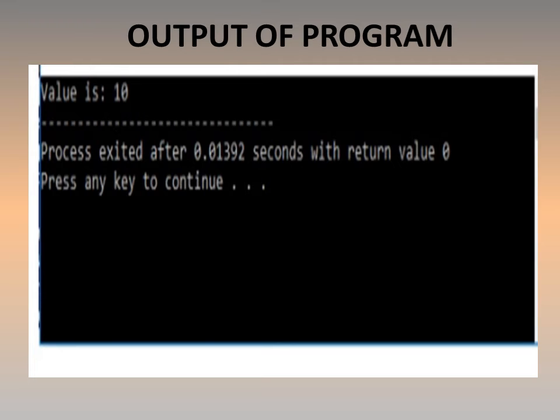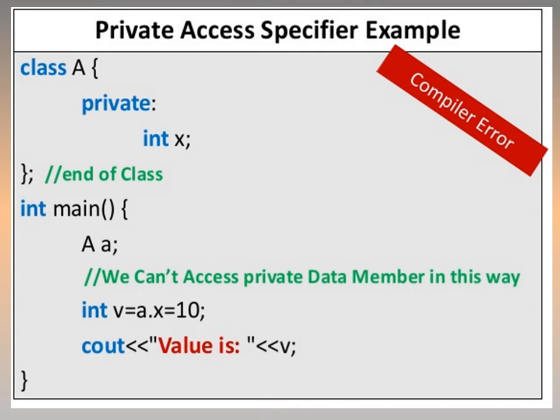Now the protected access specifier. Protected is the last access specifier and it is similar to private. Okay, there is some similarity between them. It makes class members inaccessible outside the class, as in private, where the data members, that is the class members, are not accessible outside the class. Same in protected. Now we'll see the example of the private access specifier.